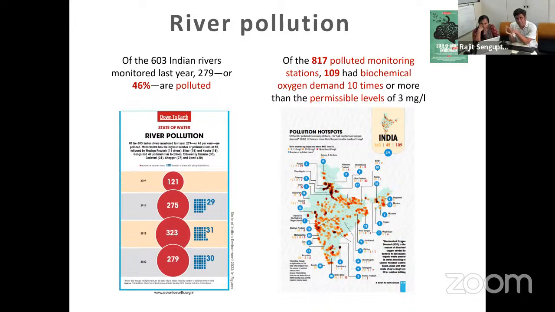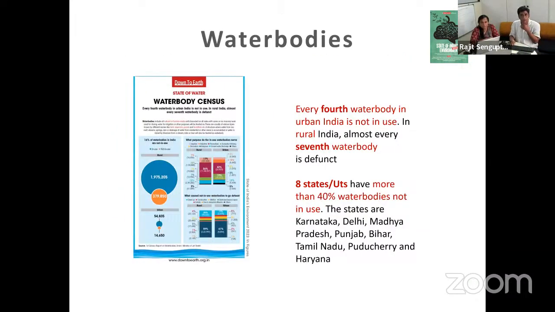The methodology that CPCB used was that they picked up samples from different locations on the river bodies and checked the BOD levels, which basically indicates whether the river water is fit for outdoor bathing. If you look at the stations, 817 locations were polluted. And out of them, 109 locations had pollution levels that were extremely high, 10 times more than what is permissible in terms of BOD. So those are extremely polluted stretches. River pollution is another thing that emerges because of human activity.